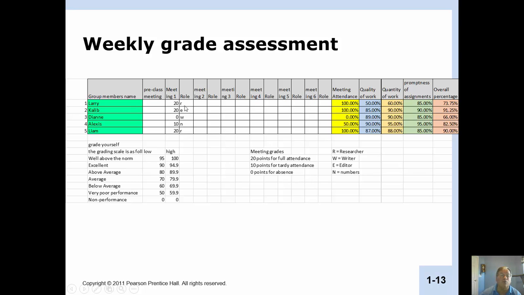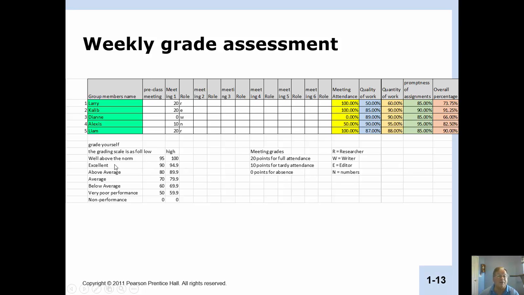Followed by that is the role that you played that week. Again, R's for researcher, W's for writer, E is for editor, and N is for numbers. Now, once you put these numbers in for attendance, that gives you the grade for the week for meeting attendance. Then, for the next 3 categories, you're going to evaluate each member's quality of the work they provided, the quantity of the work they provided, and then the promptness of getting the assignments done.